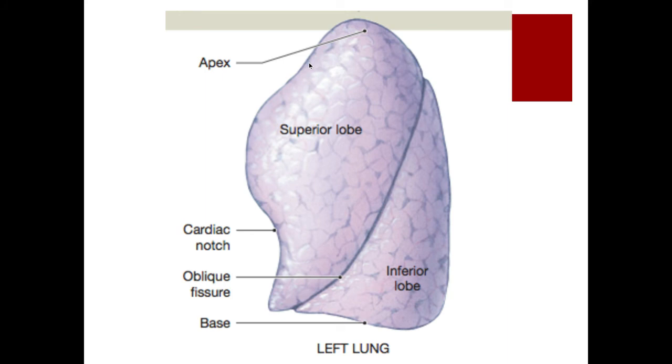So on this picture, we're looking at a left lung here. We have the apex, the point, the base, the flattened portion. We have the oblique fissure coming at an angle all the way through here. We have the cardiac notch, this indentation right here. And then we have our two lobes. We have the superior lobe, which is everything that's just above the oblique fissure. And then the inferior lobe, which is just everything below the oblique fissure.